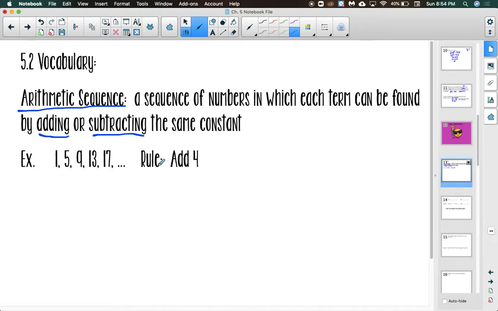So our example here is 1, 5, 9, 13, 17, and the rule is add 4. So every time to get from one term to the next term, I add 4. 17 plus 4 is 21, 21 plus 4 is 25, plus 4 is 29, and I can just keep going and going and generating another term of the sequence by following the rule add 4. And this is an arithmetic sequence because we're adding the same number each time.